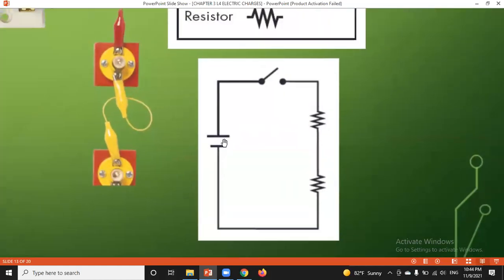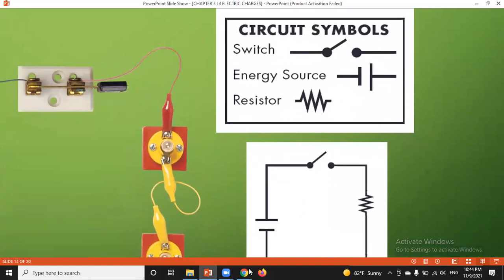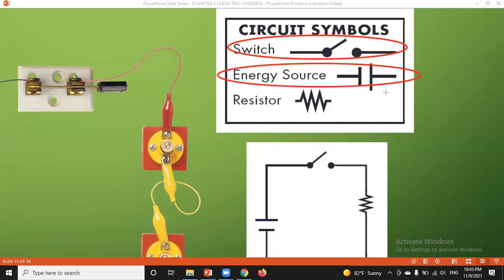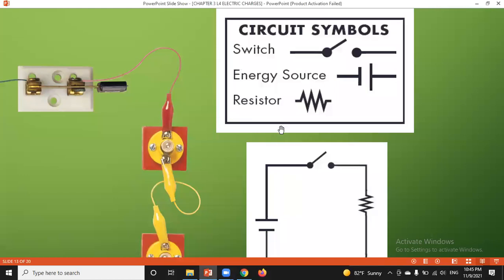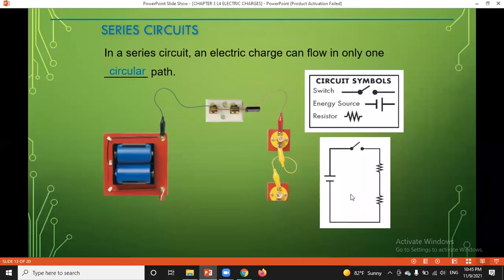My friends, you can find in front of you here some symbols that we can use to represent an electric circuit. The first symbol right here is for a switch. The second symbol is for an energy source. The third symbol is for a resistor. We can connect them in this shape: battery, switch, resistors, and now we have an electric circuit.